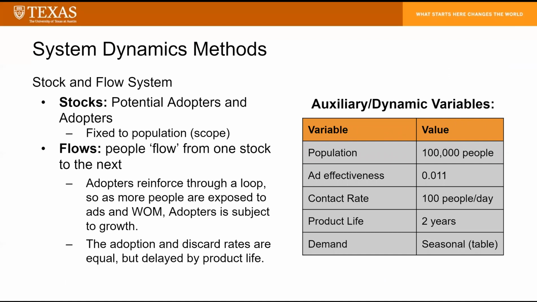So yes, in general, there are only two stocks, potential adopters and adopters, and those are fixed to a population. In terms of the flows, there are two flows. One will get you from a potential adopter to an adopter state, and one will get you from the adopter back to the potential adopter phase again once the product lifetime is reached.